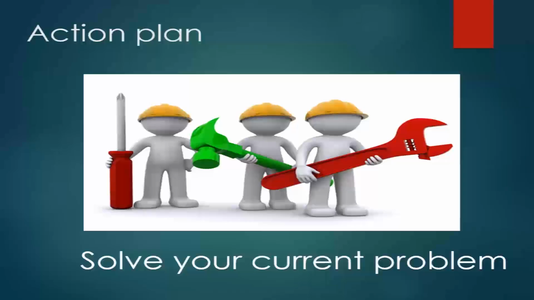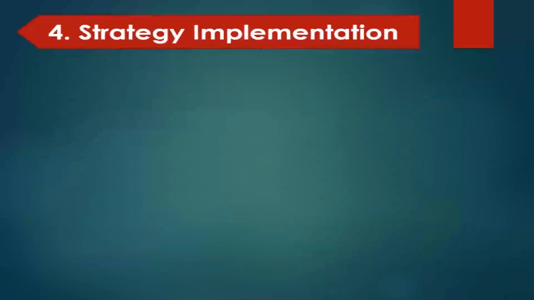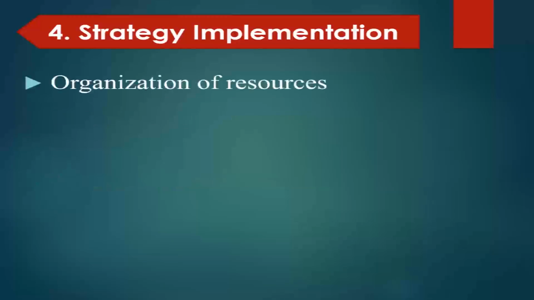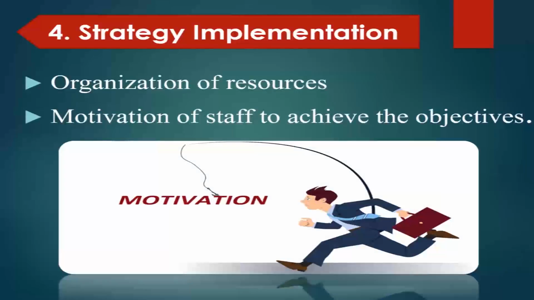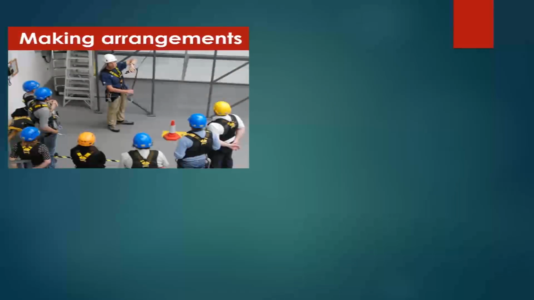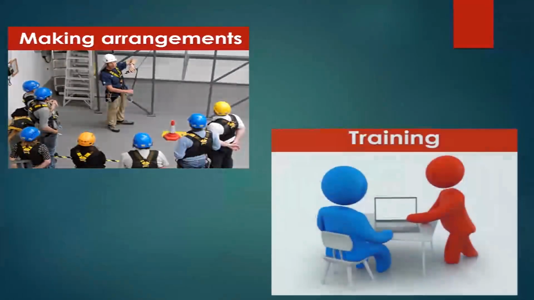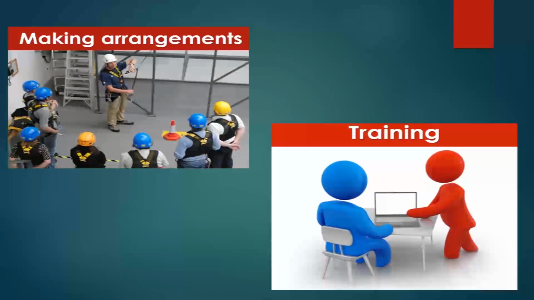technology. Moving on, the fourth step in the process is strategy implementation. Implementation would involve organization of resources and motivation of staff to achieve the objectives. Taking the example discussed initially, strategy implementation would include making arrangements for the equipments to be used and providing training to the staff to use those equipments.